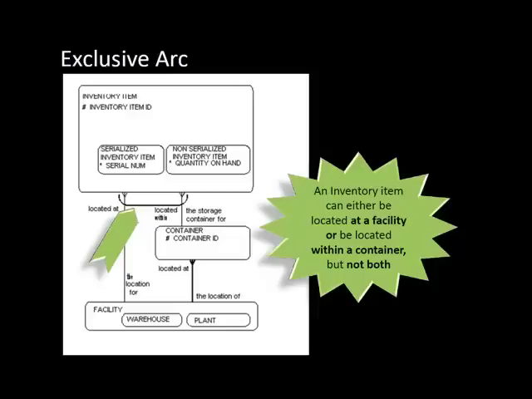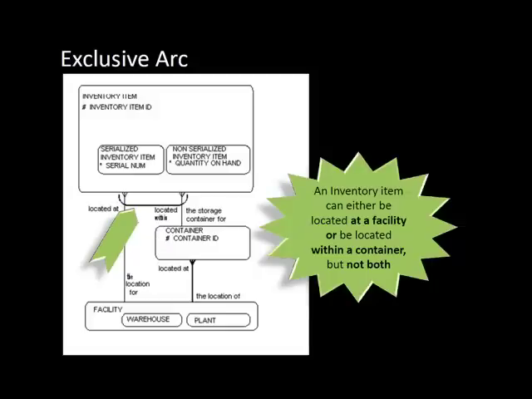Okay. Final part of notation. I forgot that there's one more. Okay. Take a look at this diagram. In this diagram, you see inventory item, forget about the subtypes and all that. You see inventory item, and then you see facility and container. Now what this is saying is an inventory item can be located at a facility. That's what you see here with the located thing here. Inventory item can be located at a facility, and an inventory item can be located within a container.